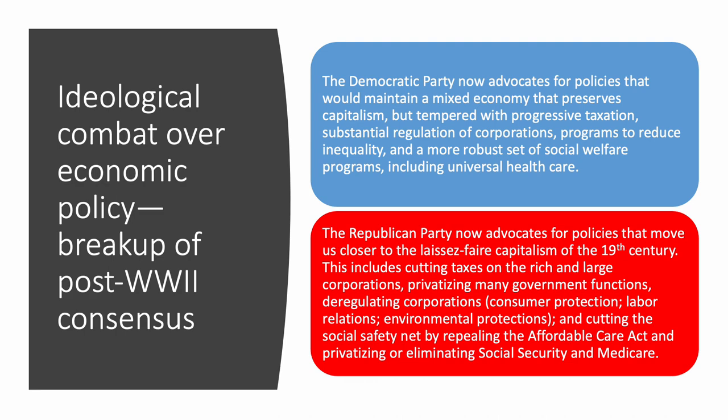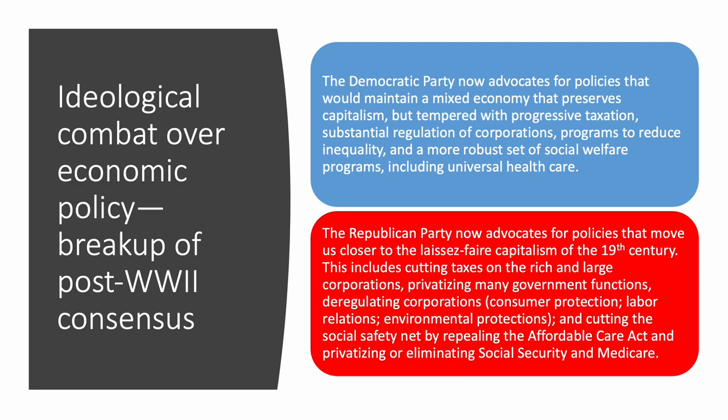As I said, the Democratic Party advocates for different types of policies: progressive taxation, meaning taxing the rich more than others, regulating corporations, trying to reduce inequality, and establishing universal health care coverage, universal health insurance. Whereas the Republicans want more to move back toward the laissez-faire capitalism of the 1800s. They want to cut taxes on the rich. They don't like unions.